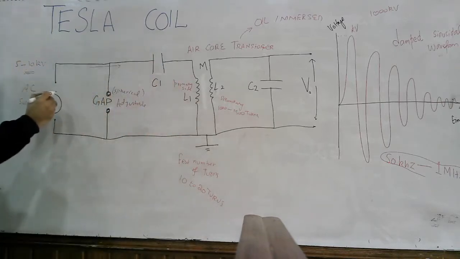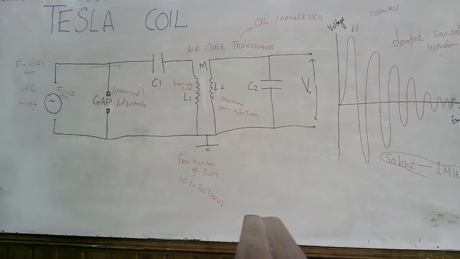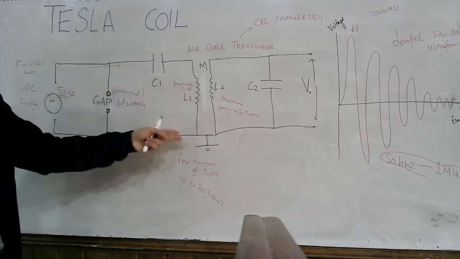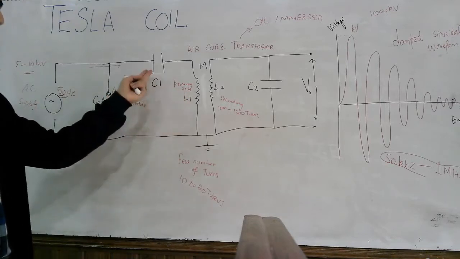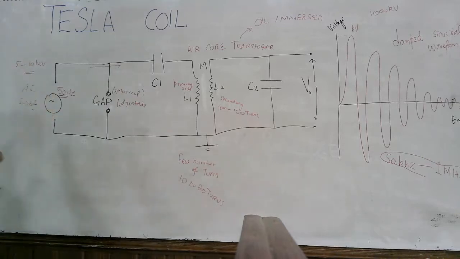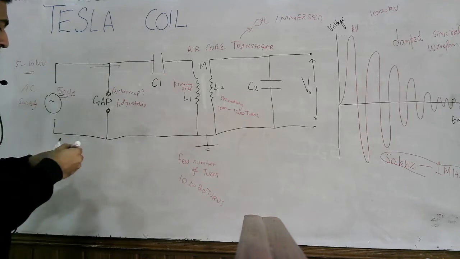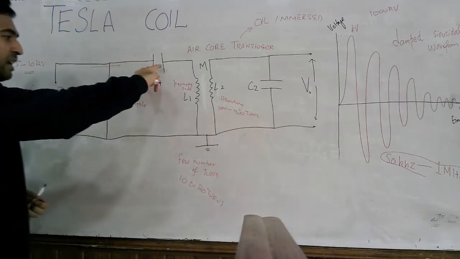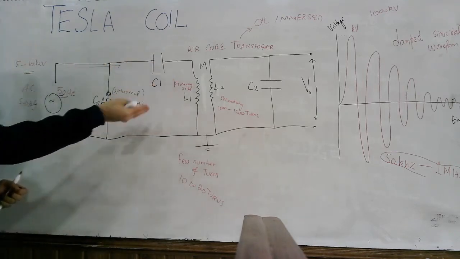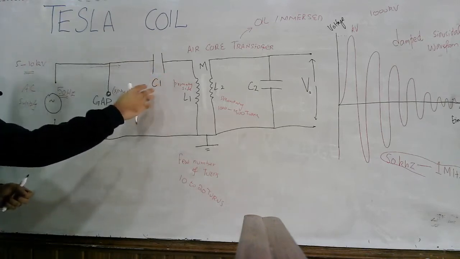Why? Because the frequency which we are supplying here is the power frequency, just 50 hertz. So at 50 hertz, if you have just 10 to 20 turns and you have a capacitor as well, this inductor will not start behaving as an inductor. And so the current flows here. Now what's next? This capacitor gets charged.